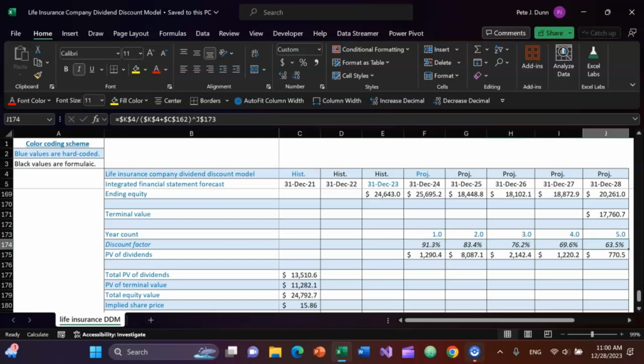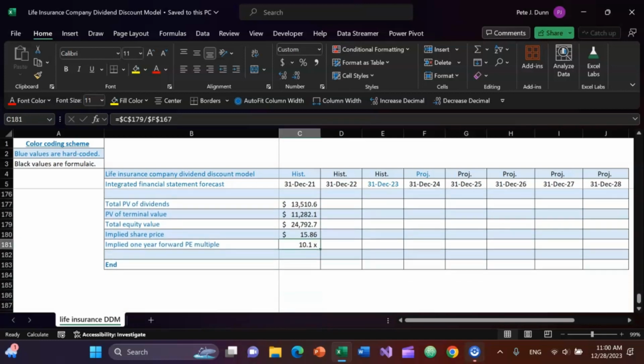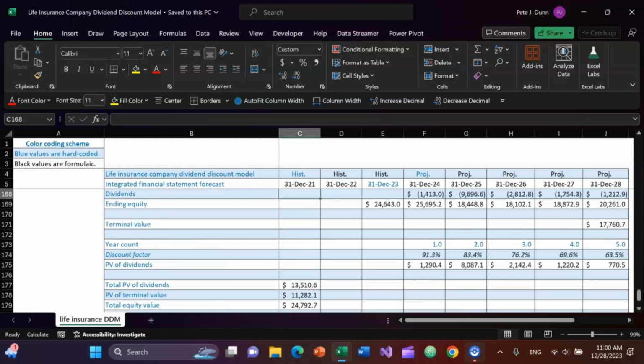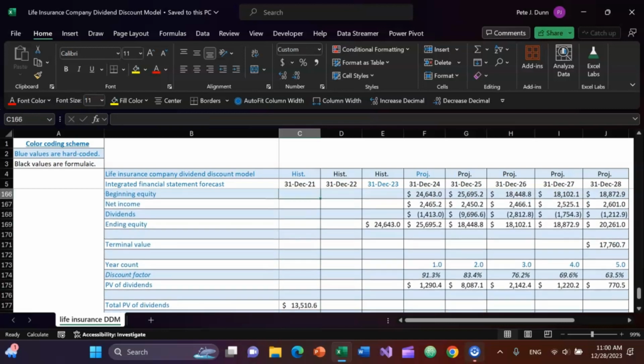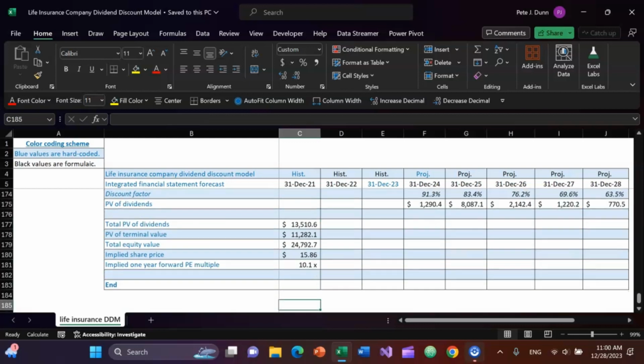discount factors based off that. And based off the discount factors, you can take the present value of the dividends along with the terminal value, the present value of the terminal value, and sum those up to get the equity value. Therefore, an implied share price. You can divide the total equity value by the net income to get an implied multiple.